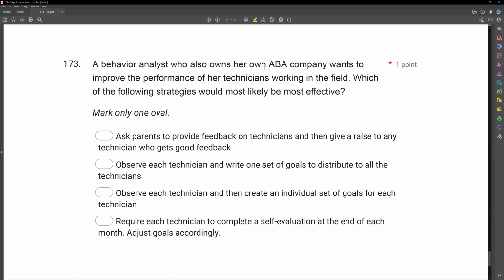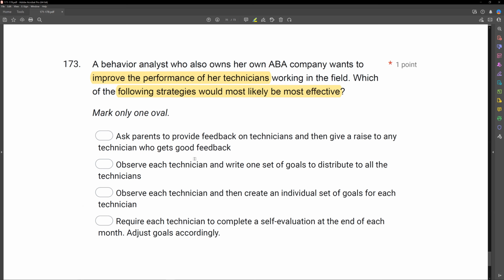So in this case, a behavior analyst who wants to improve the performance of technicians in the field, which of the following would be most effective? So we have to analyze each and think what's going to be most effective at improving performance. A, ask parents to provide feedback on technicians and then give a raise to any technician who gets good feedback.